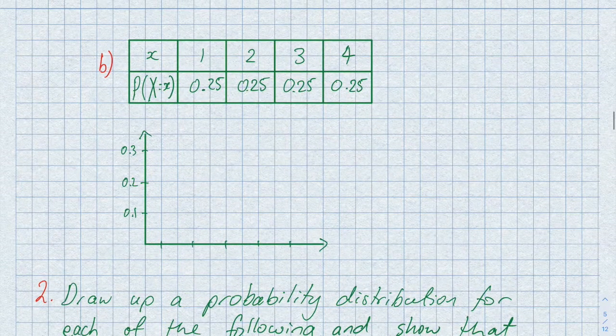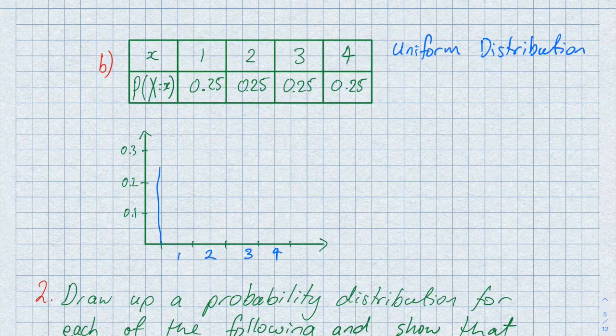For this second one, it should be noticed firstly that each probability is the same. So this is what we call a uniform distribution. If each probability is the same, it's uniform. And when I draw my histogram for this one, they're all going to be the same height. So we go up to 0.25 and across for all of them, and down, and join each of those up. So when you have a uniform distribution, you get a rectangle, which is quite nice.